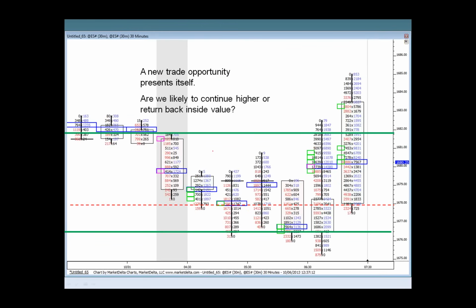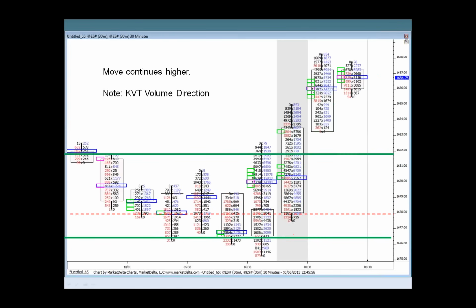Now, the question is, are we likely to continue higher or return back inside value? We haven't done all the calculations, we don't have all the data here, but just based on the strength of the move, the market is likely to move higher at this juncture rather than back into value. So let's take a look now at what happens in the market.